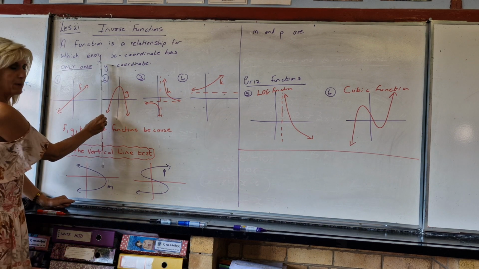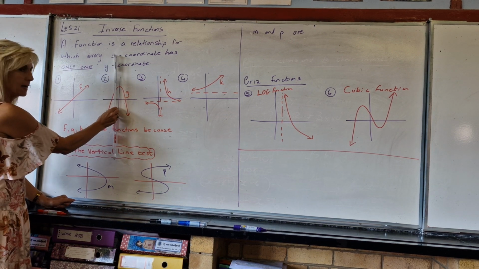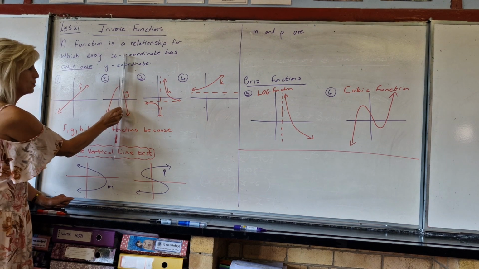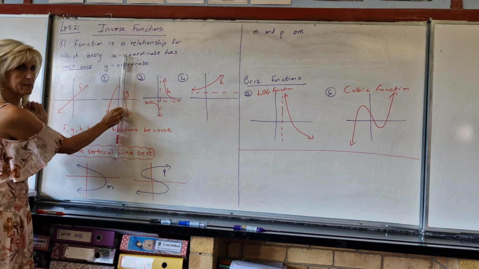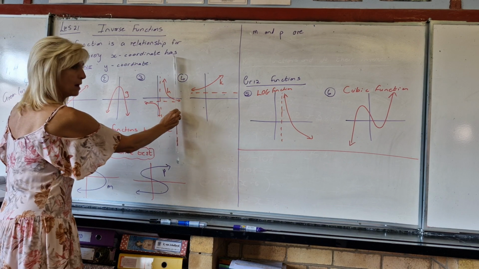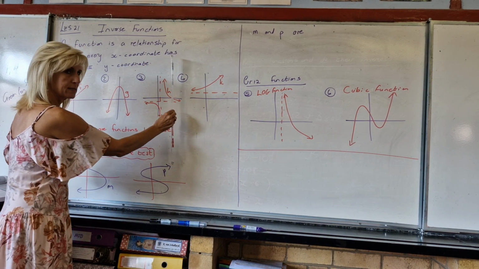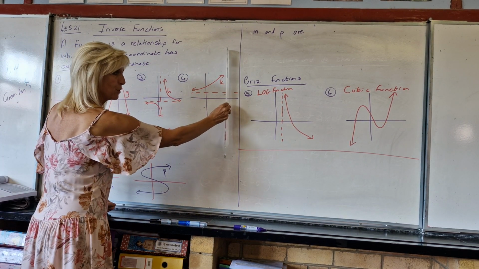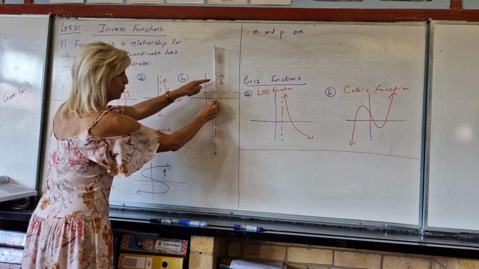The same with the parabola. Every single place that I cut, it only cuts once. So in other words, that specific x has only one specific y. Same with the hyperbola. Never ever do I cut twice. And the same with the exponential one. It's always one x for one y.